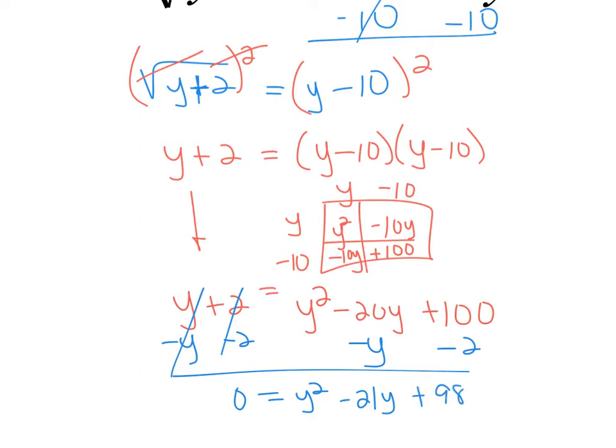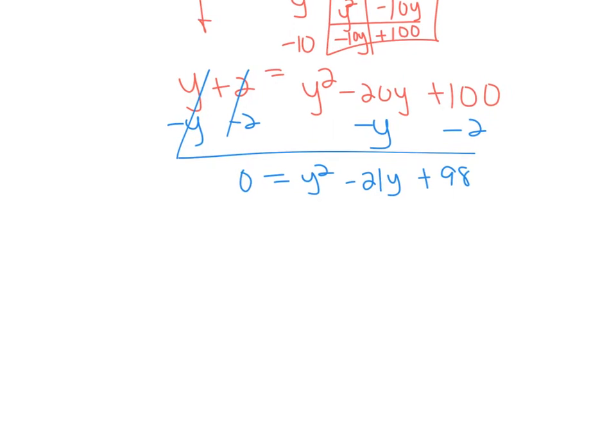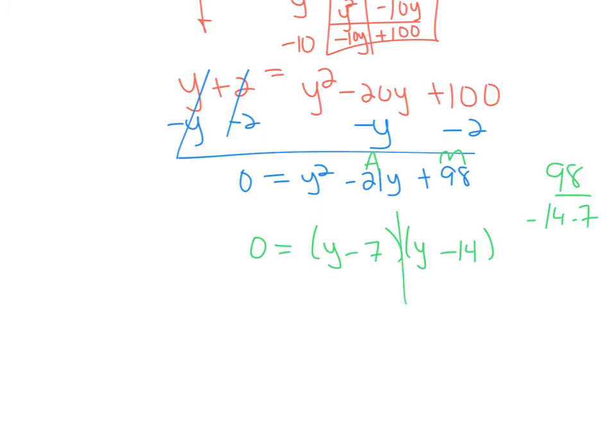Now this should look very familiar to you. This is just an AM method setup, adding to negative 21 and multiplying to 98. So you're going to think to yourself, what are the factors of 98 that add to negative 21? And that would be 14 and 7 when you look at your table. I'm going to make them both negative because they need to add to a negative 21.